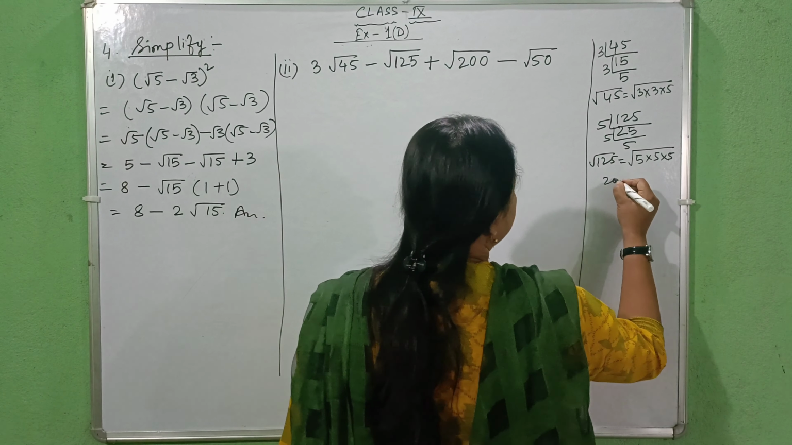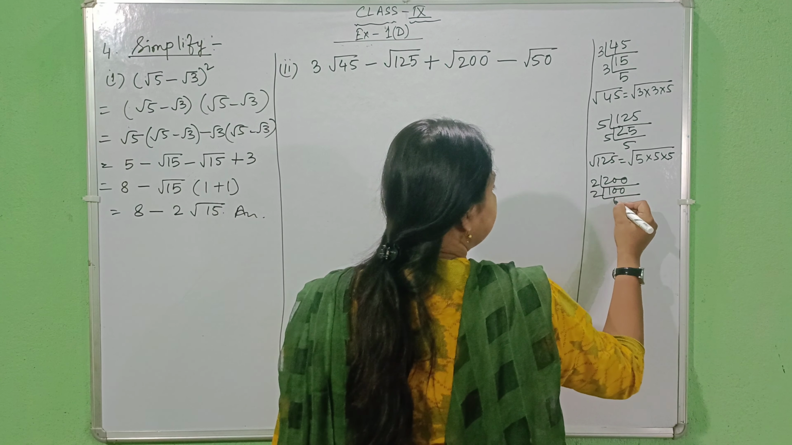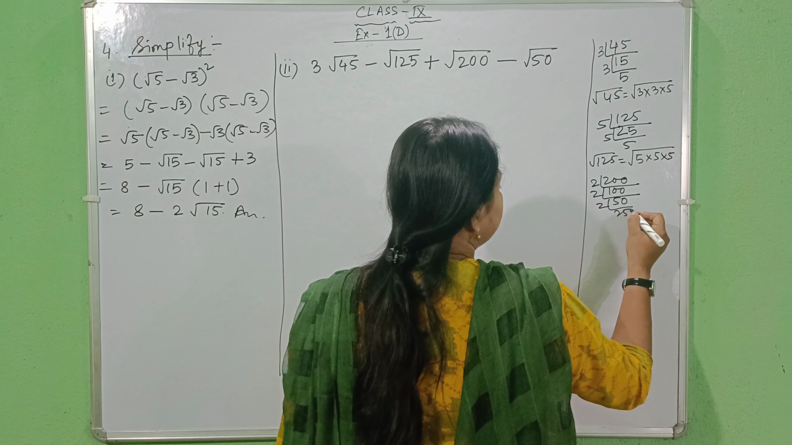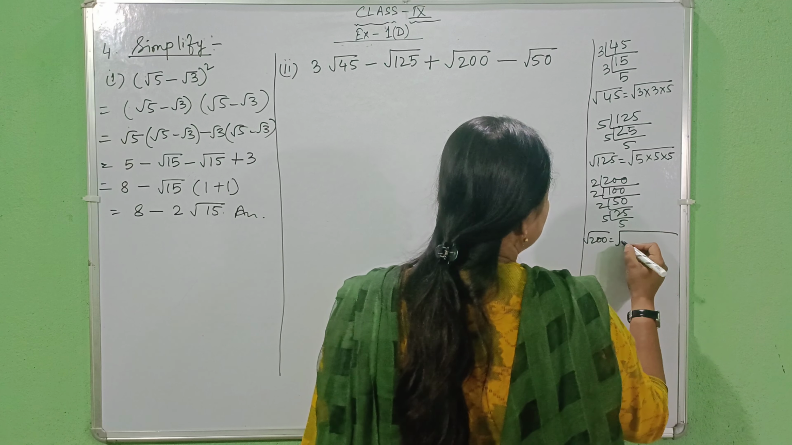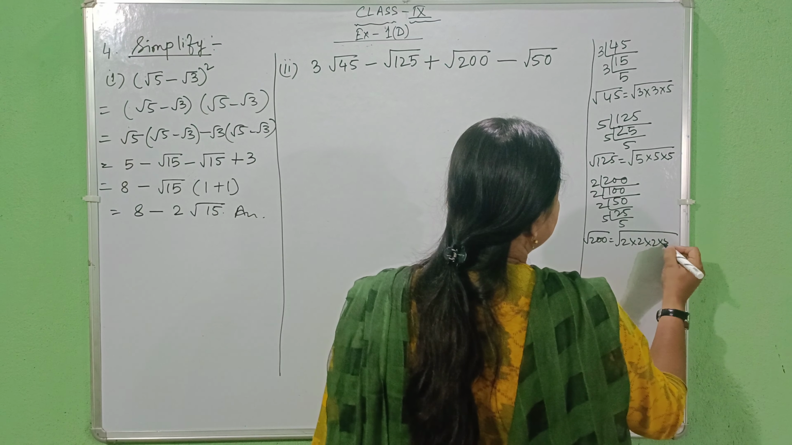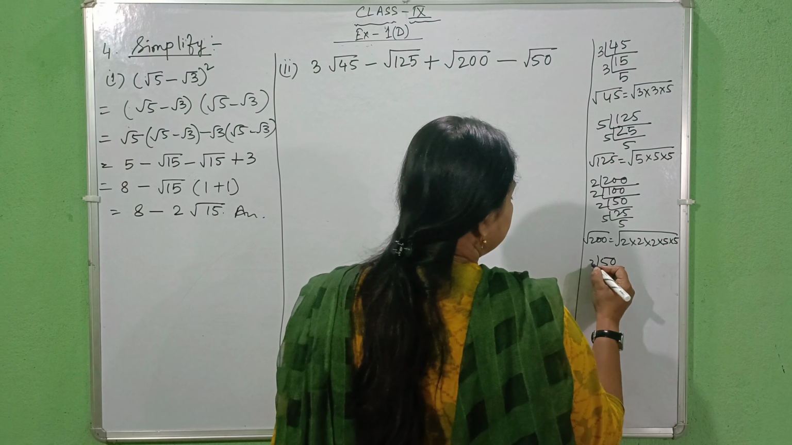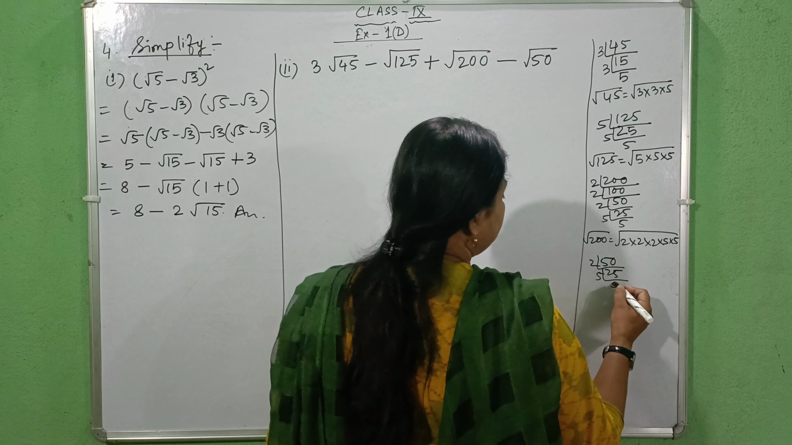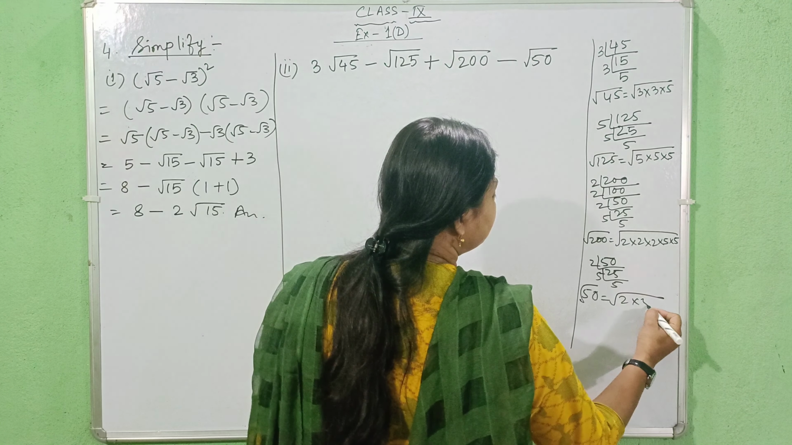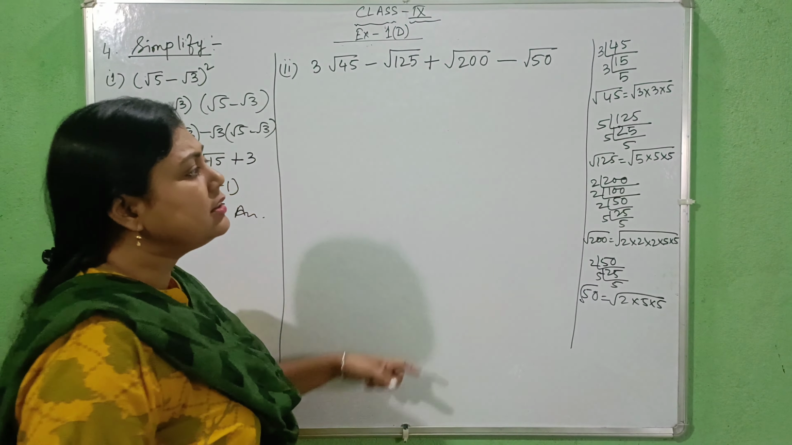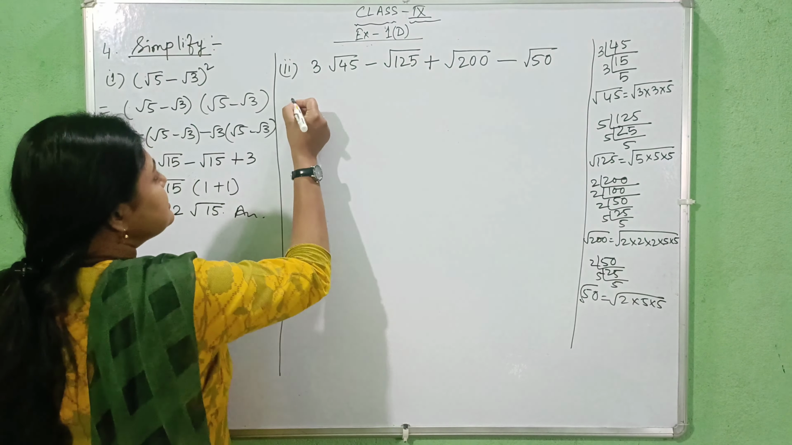Then take 200. Start with 2, you are getting 100, then 2, 50, then 2, 25, then 5, 5. It means root under 200 equals root under 2 into 2 into 2 into 5 into 5. Then take 50. 50 means 2 twenty-fives and 5 fives are 25. Means root under 50 equals 2 into 5 into 5. All these things are going to help you to solve these sums. Okay? Right? Now let's start.